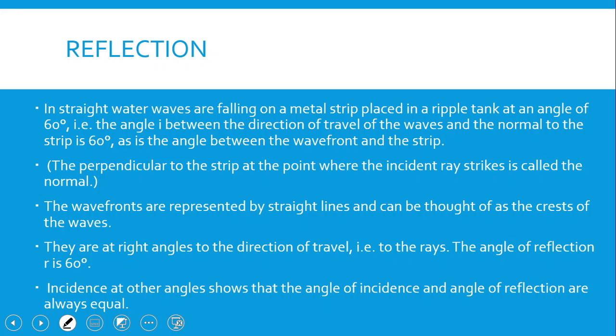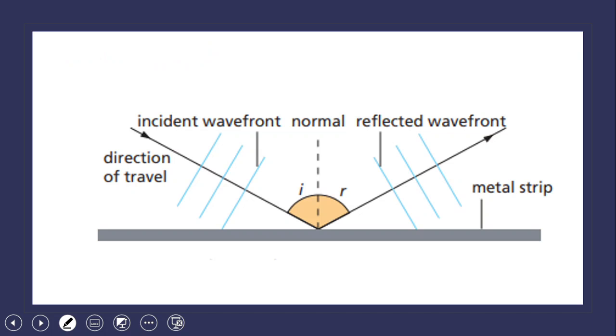The wavefronts are represented by straight lines and can be thought of as crests. They're at right angles to the direction of the wave, to the rays. The angle of reflection is also 60 degrees. Incidence at other angles shows that the angle of incidence and the angle of reflection are always equal in case of reflection. So let's just look at it very simply.